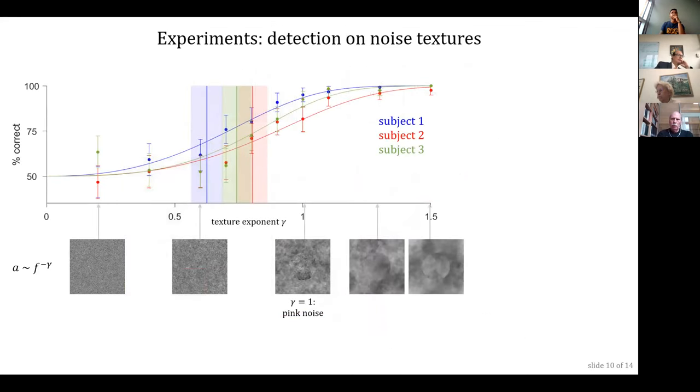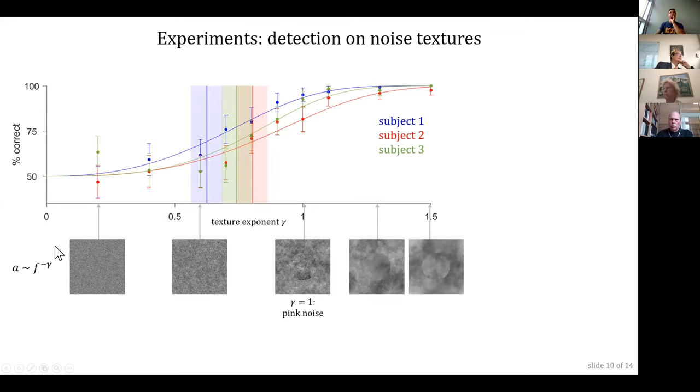Okay, now we want to move on from this pink noise texture, talking about some other textures. So, in this experiment, what we did was we varied the camouflage texture across this family of filtered noise textures. So I talked about how pink noise is a texture where the amplitude falls off as 1/frequency, but this general family is where it falls off as any power of frequency. So when gamma equals 1, you have pink noise. And as you keep lowering gamma, on the left is when gamma is 0, it's completely uncorrelated white.